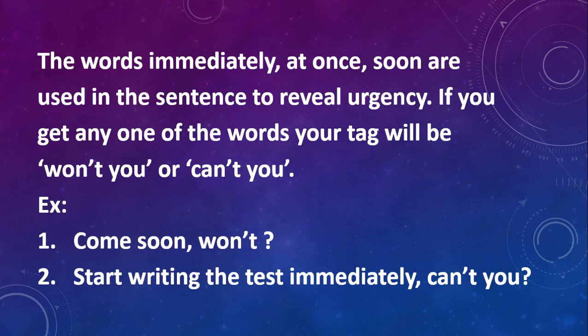Next one, the words like immediately, at once, soon are used in a sentence to reveal urgency. If you get any one of the words, your tag will be won't you or can't you. If you see a presence of words like immediately, at once or soon in the sentence, you have to apply only the tag as won't you or can't you. Example, come soon, won't you? Start writing the test immediately, can't you? Won't you come soon? Can't you start writing the test immediately? This is how you have to frame a question tag.